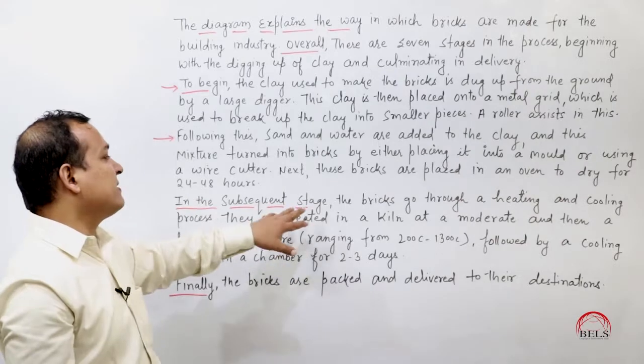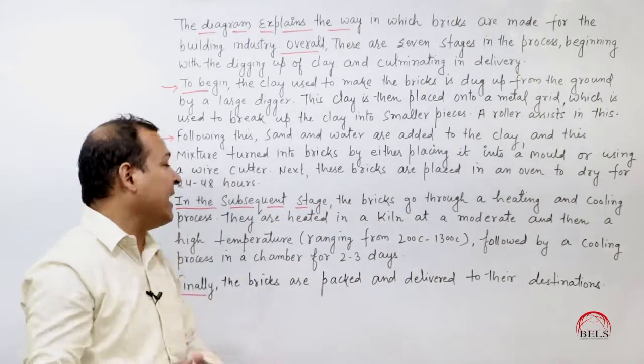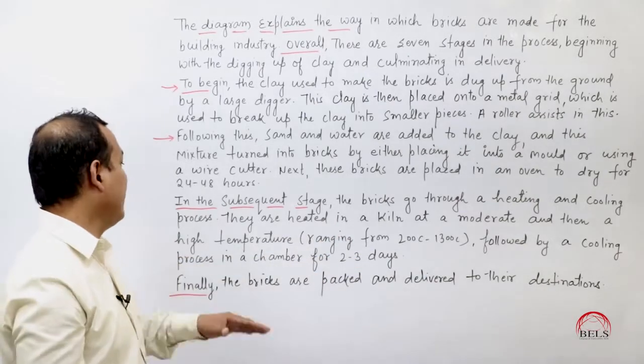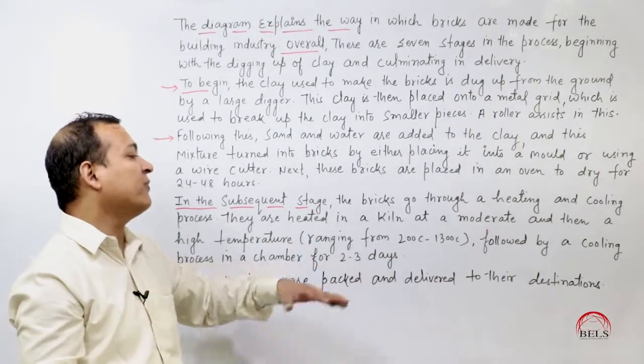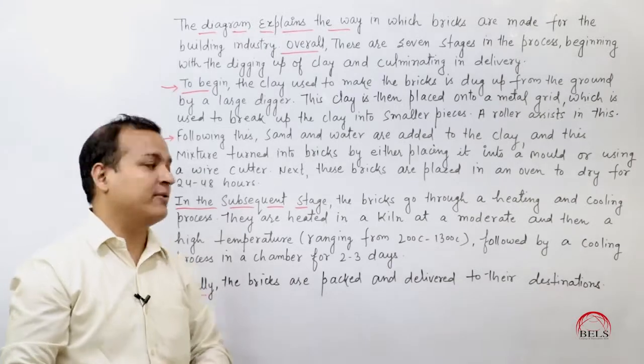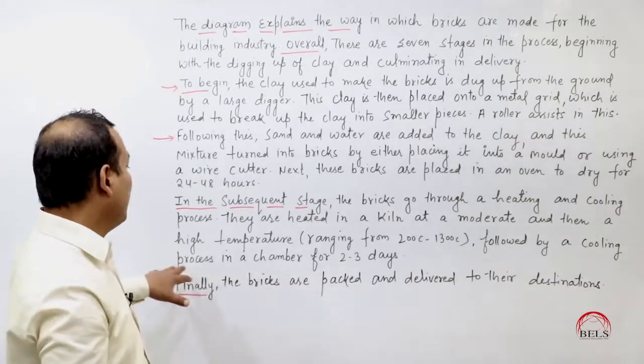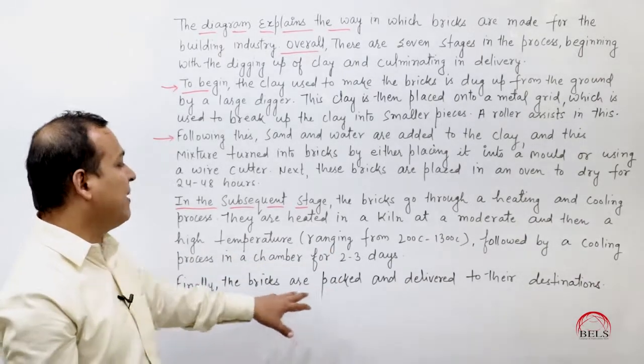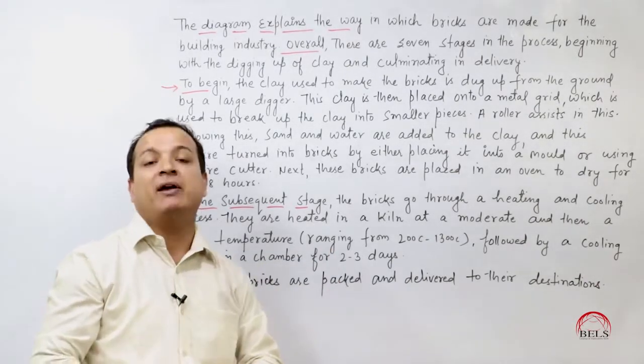In the subsequent stage, the bricks go through a heating and cooling process. They are heated in a kiln at a moderate and then high temperature ranging from 200 Celsius to 1300 Celsius, followed by a cooling process in a chamber for 2 to 3 days. Finally, the bricks are packed and delivered to their destinations.